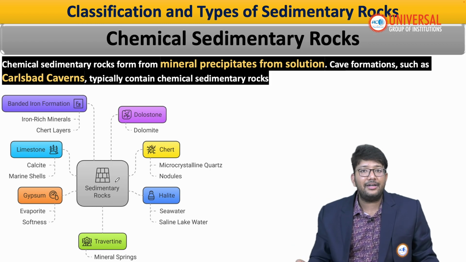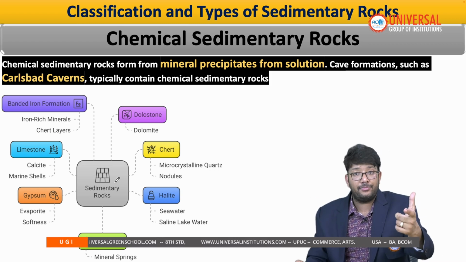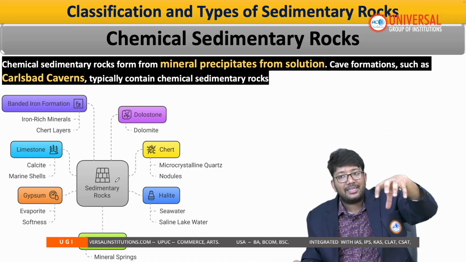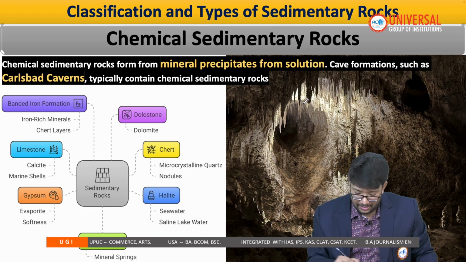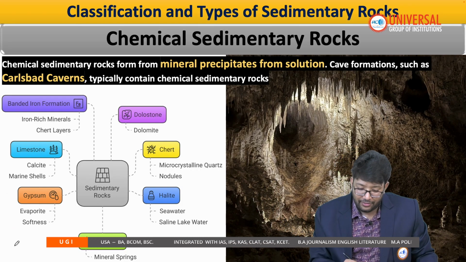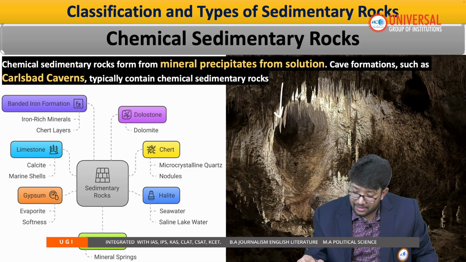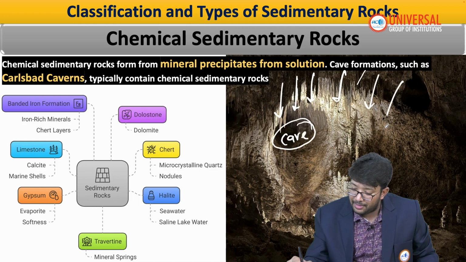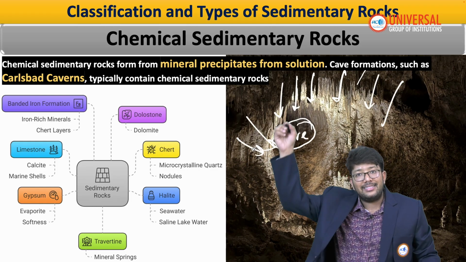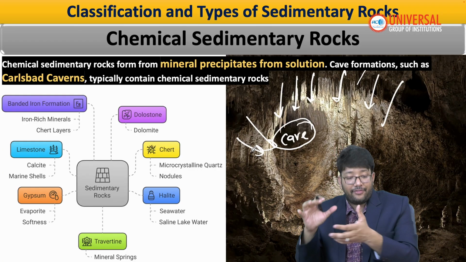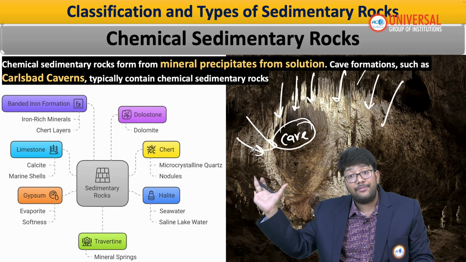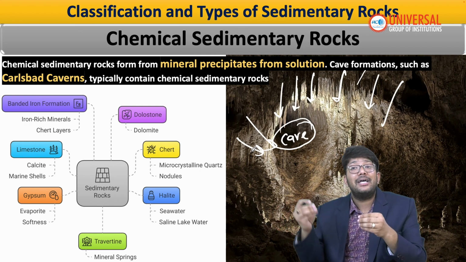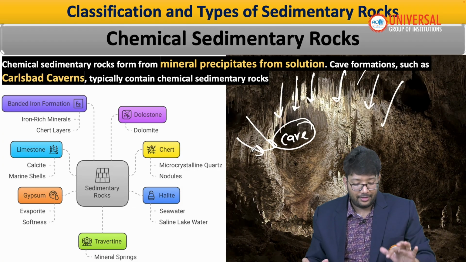Now, the second type of sedimentary rocks is chemical sedimentary rocks. Chemical sedimentary rocks form from mineral precipitation from solution. If there is a solution falling in caves, the example is this, the Carlsbad Caverns. This is a cave, and minerals are coming from above. As they come down, they solidify. Such sedimentary rocks are called chemical sedimentary rocks, formed by chemical reactions. You have to remember that.